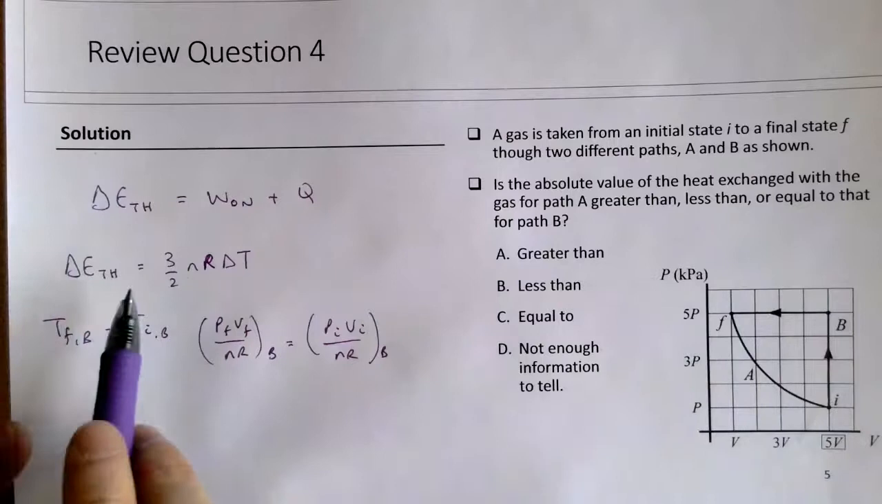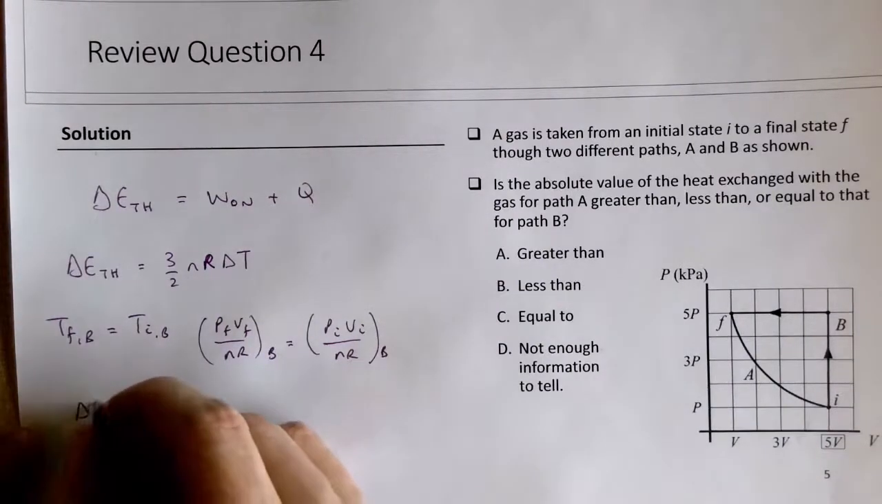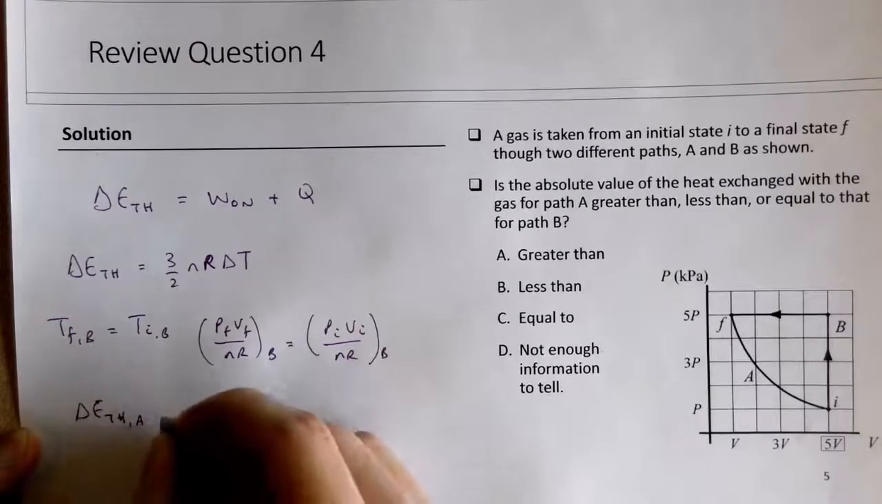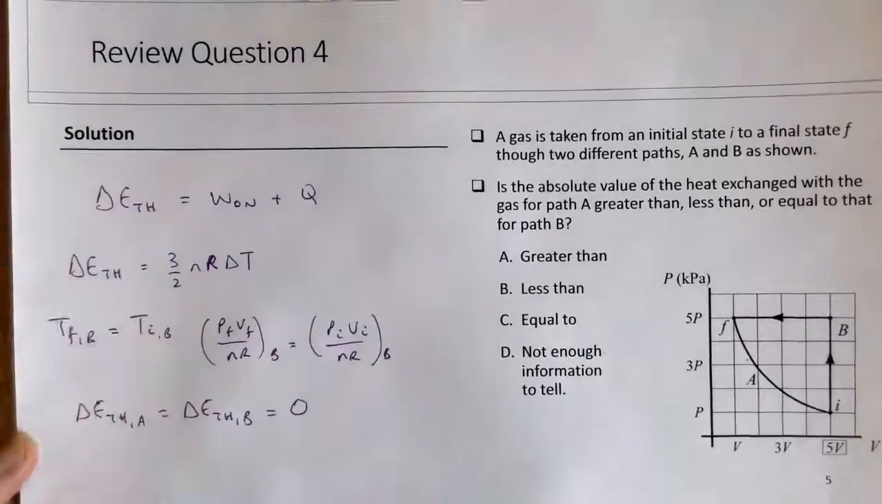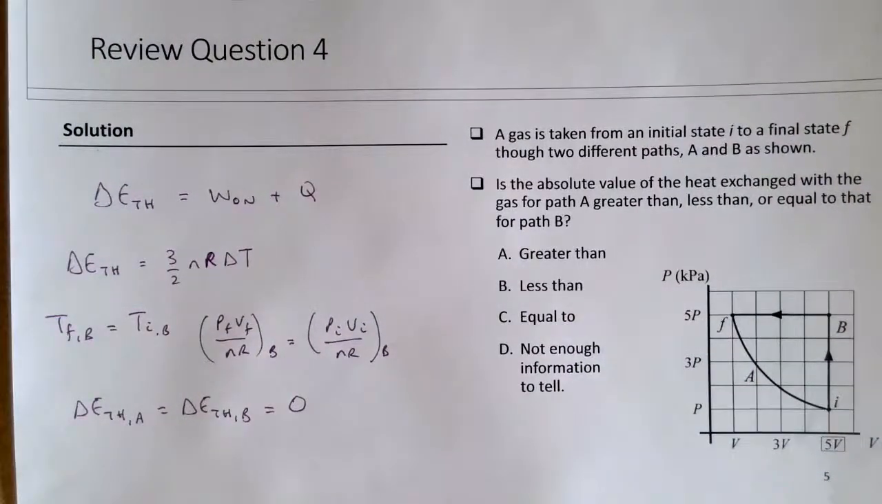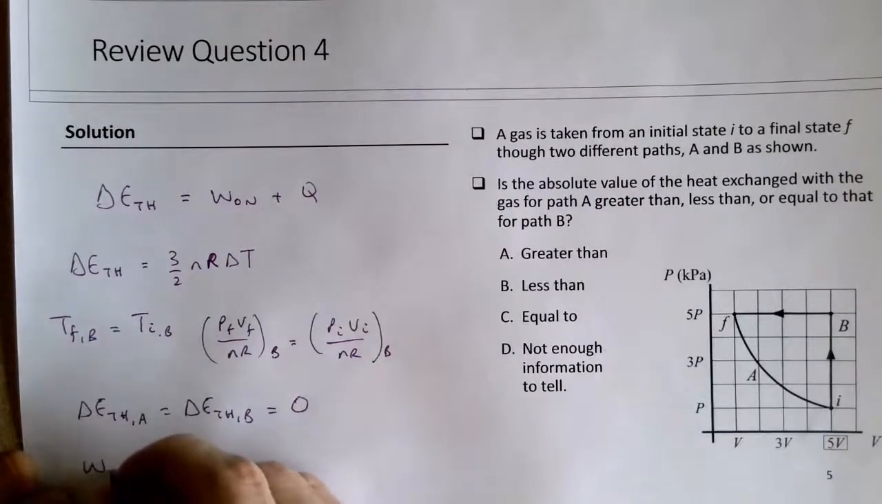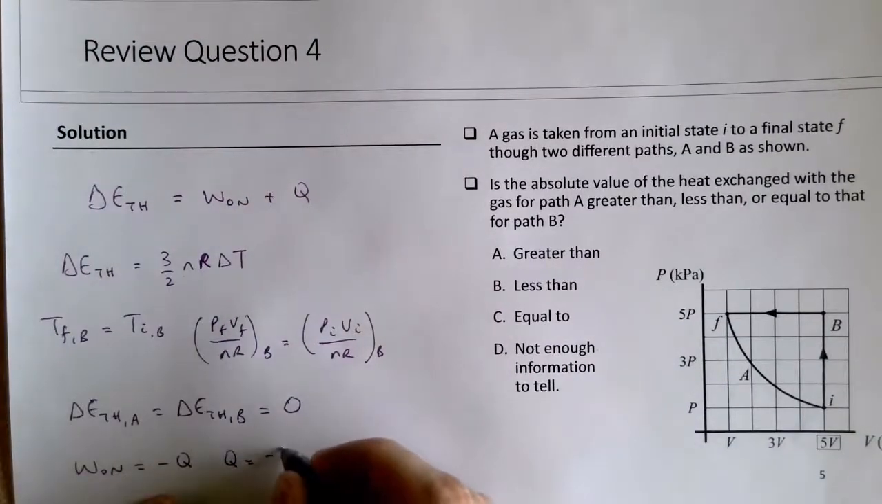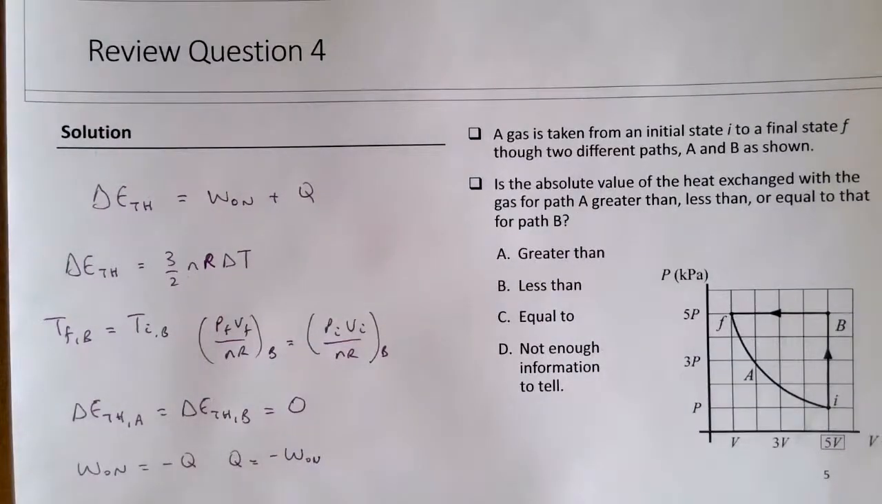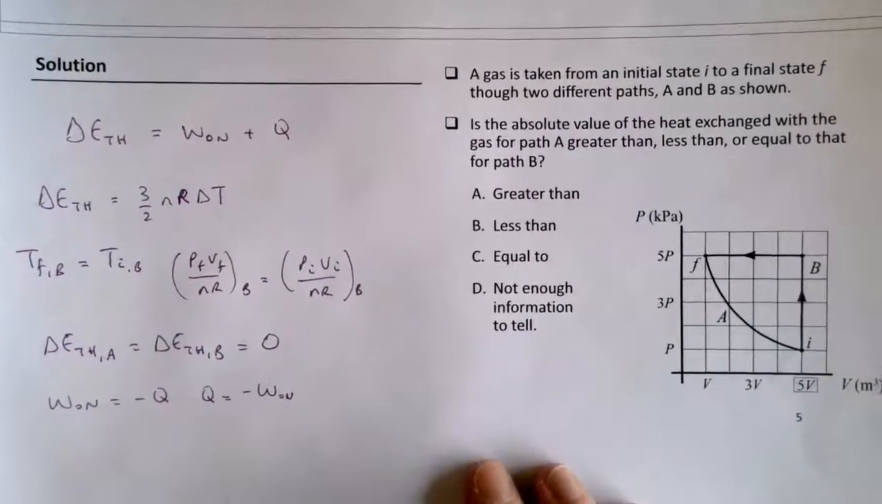But I want to just show you that the delta E thermal for process A is equal to the delta E thermal for process B, and both are equal to 0. So for the entire processes, there's no change in the thermal energy. They start at the same temperature, end at the same temperature. So in that particular case, I know that the work on is equal to negative Q, or that Q equals negative work on.